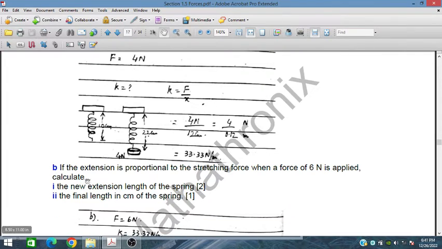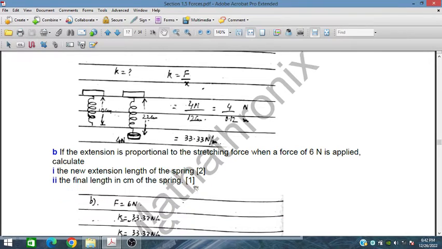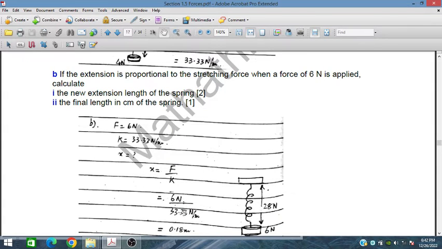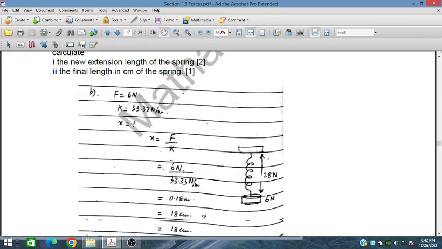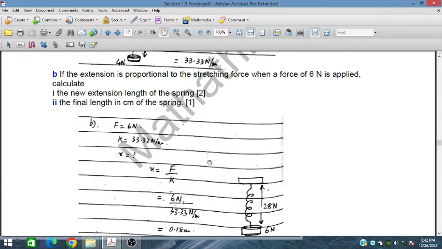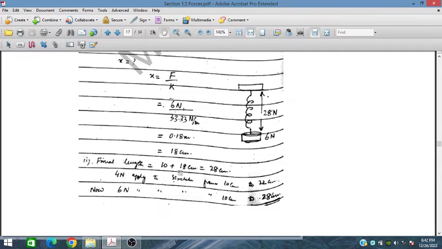The extension is proportional to the stretching force. When a force of 6 Newtons is applied, calculate the new extension length of the spring. So k is equal to 33.33 Newtons per meter, and x is equal to F upon k. So F is equal to 6 Newtons and k is 33.33 Newtons per meter, and by dividing this we have 0.18 meters, that is 18 centimeters. So the final length will be, because the initial length was 10 centimeters, 28 centimeters.